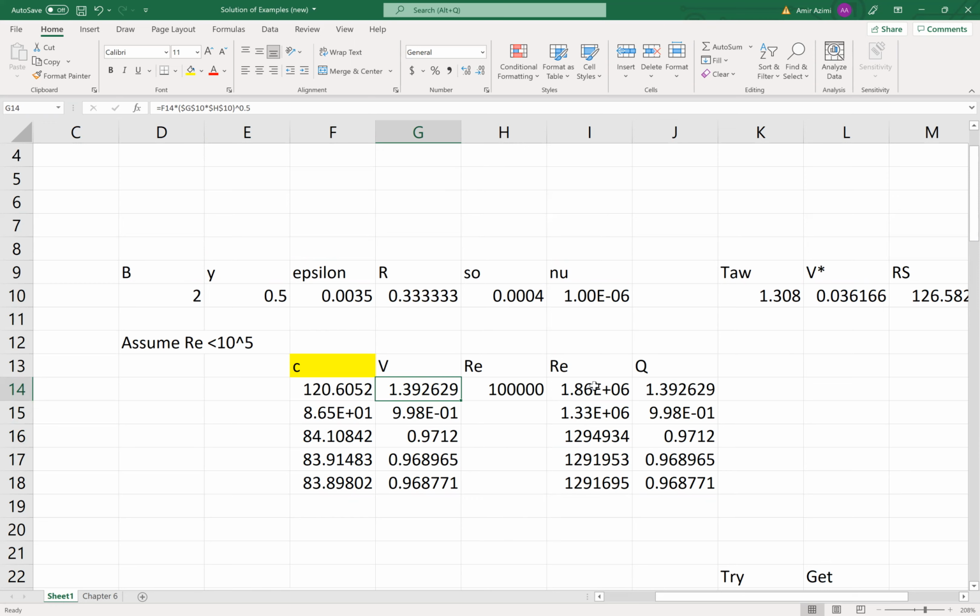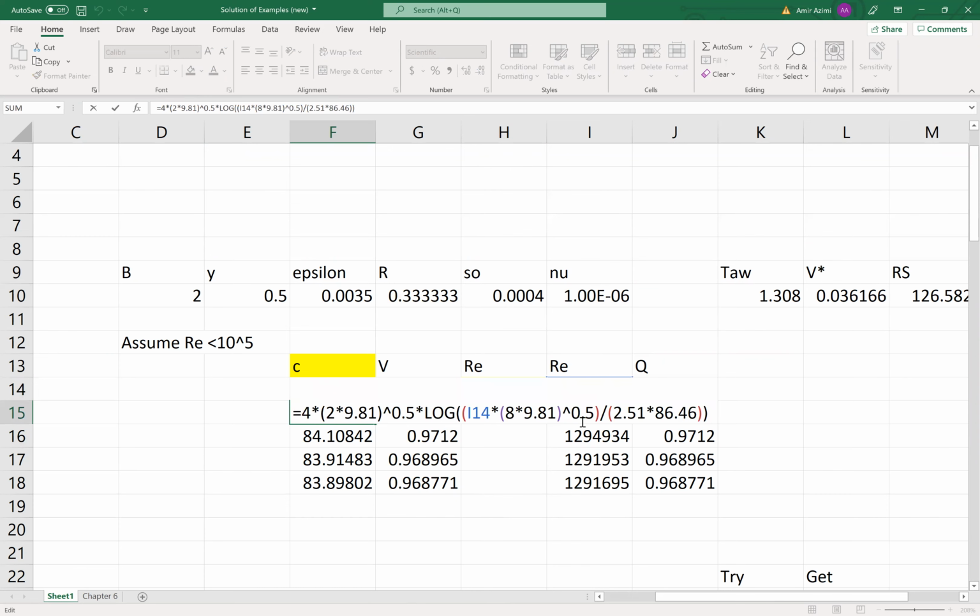And now I have velocity, I can calculate Reynolds number. So Reynolds number is 4R, 4 times the hydraulic radius, multiplied by velocity, divided by kinematic viscosity. So here you see that our boundary was 10 to the power of 5. What we get here is 1.86 times 10 to the power of 6. So it means that we cannot use the estimated discharge here because the formula that we use is for Reynolds number less than 10 to the power of 5.